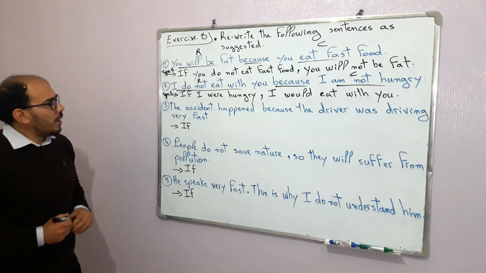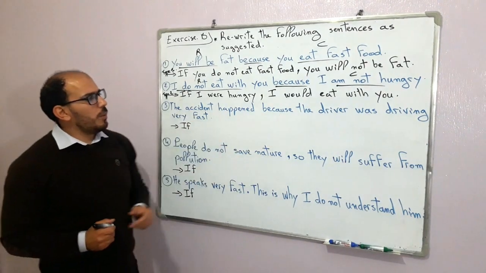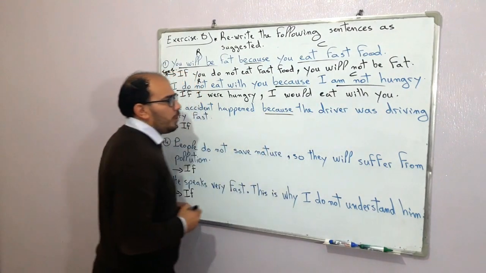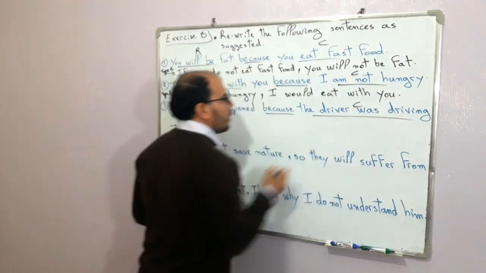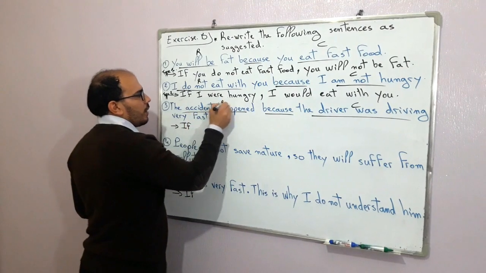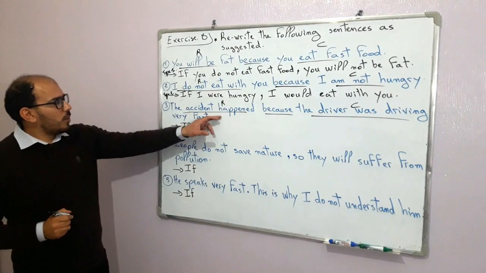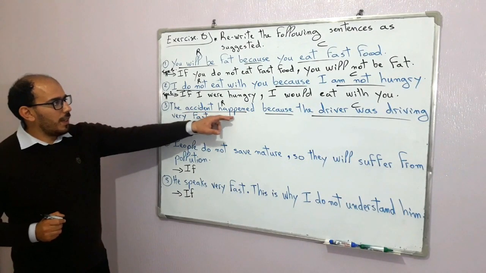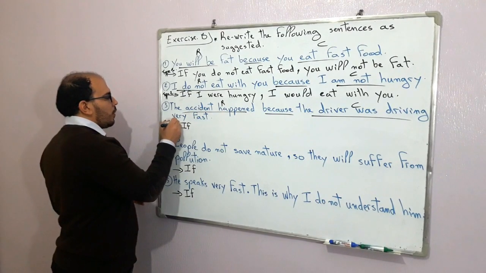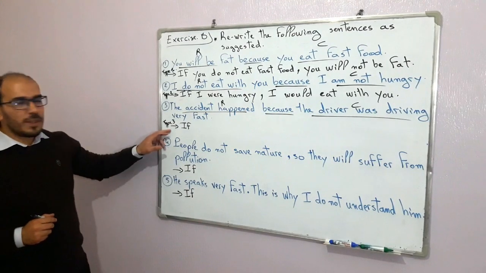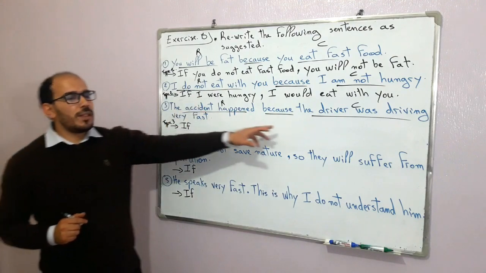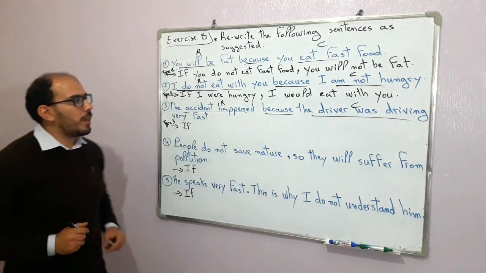Right, let's move to the next example. The accident happened because the driver was driving very fast. Because means this is the cause or the condition. This is the condition and this is the result. The accident happened. Once again, I focus on the tense of the verb in the result, happened, simple past. So if it is simple past, this means we are talking about type 3. If it is type 3, we know that the condition should be written in the past perfect. For the result, we should put would plus have plus verb past participle.